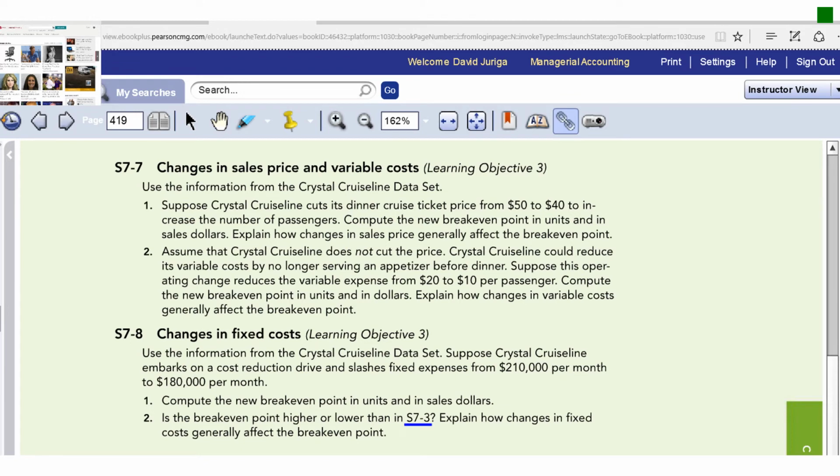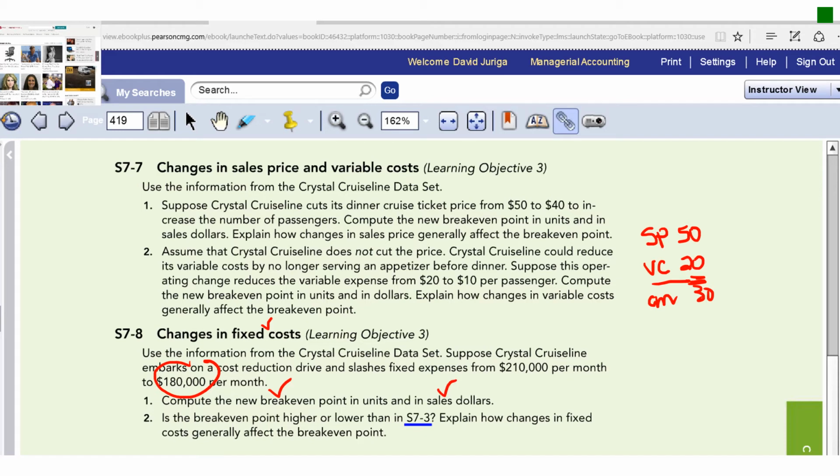All right, so this will be for 7-8. They're going to change the fixed cost from the same problem. So just to remind you, the original sales price was 50. The variable cost was 20. So the CM per unit, I believe, was 30 bucks. So now the fixed costs are going to be at 180. They want you to get the break-even point in units and dollars.